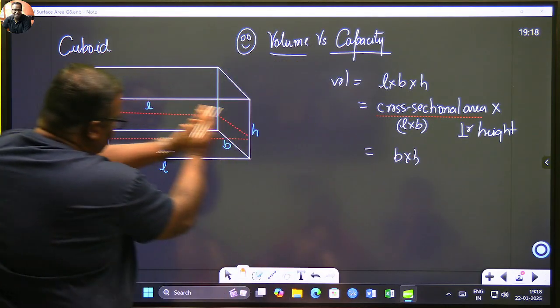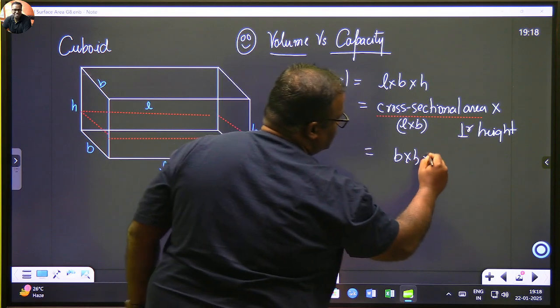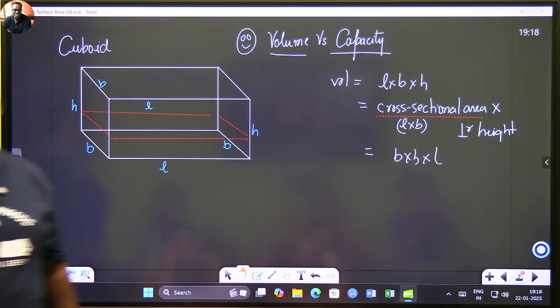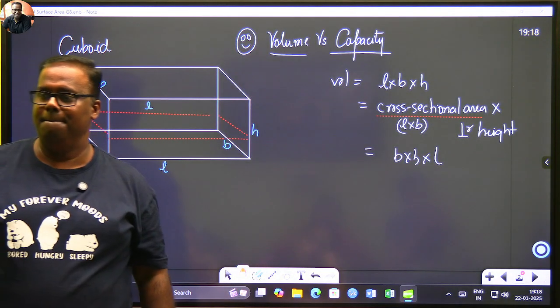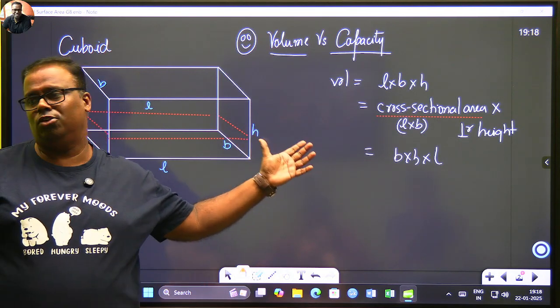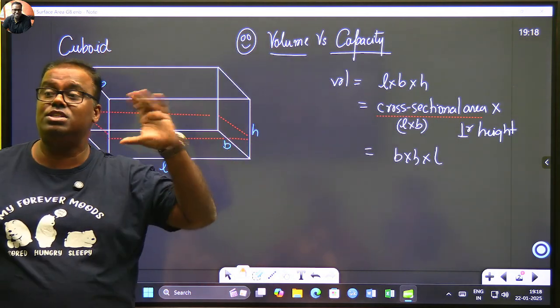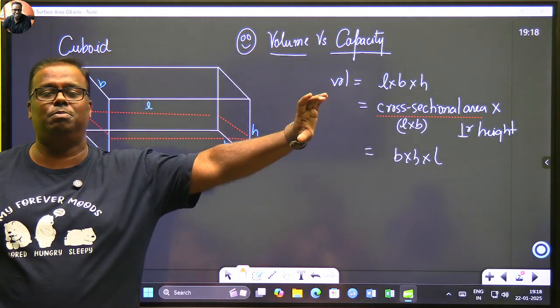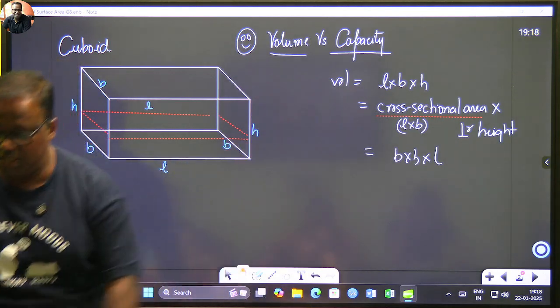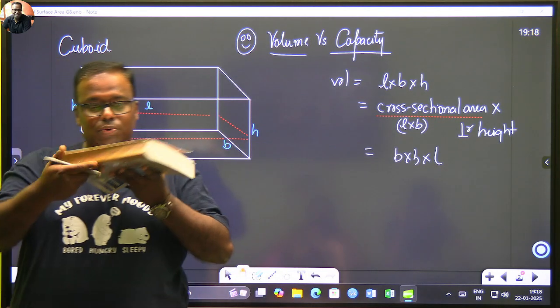Then multiply with the perpendicular length. The formula comes the same, LBH. समझ में आया? In any symmetric object, always use this formula: cross-sectional area multiplied by the perpendicular length. Cross-sectional area depends on how you are viewing it.